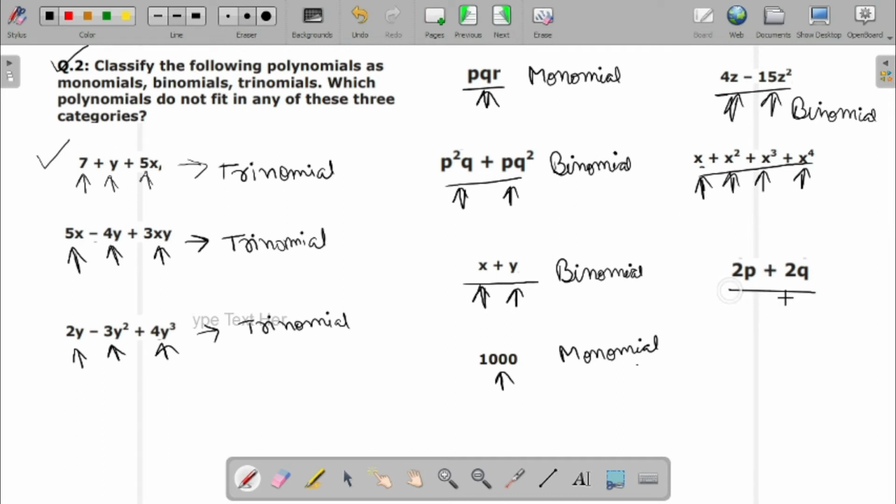Now here in this case, we have two terms, 1 and 2. So what do we call it? We call it a binomial. This is about question number 2. Let us move to question number 3.